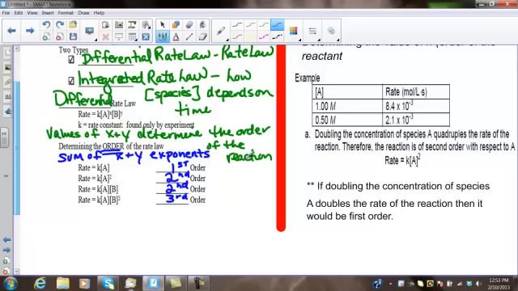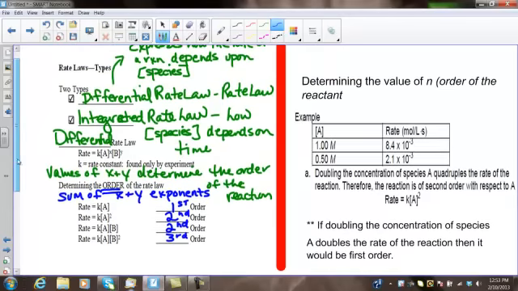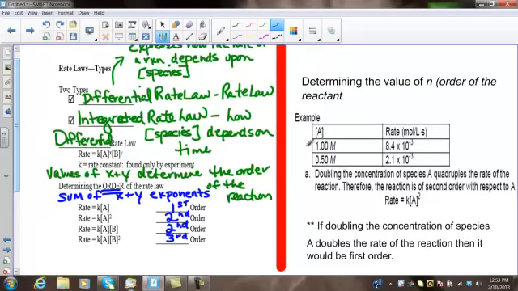Okay, let's look at this example over here which you don't have in your book. Here's another way to look at things. Determining the value of N, or the order of the reactant. So N here is equal to my X and Y in my previous examples. It depends on how it's presented. Sometimes it's N if they're talking about one thing, X, Y, Z if it's more than one species.